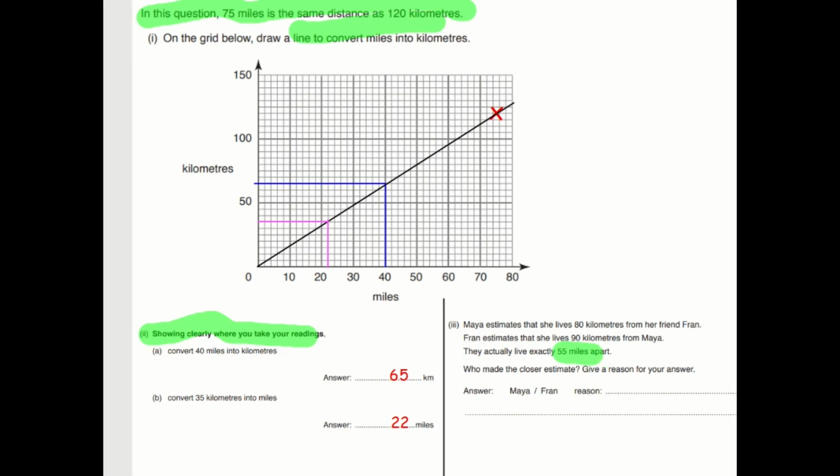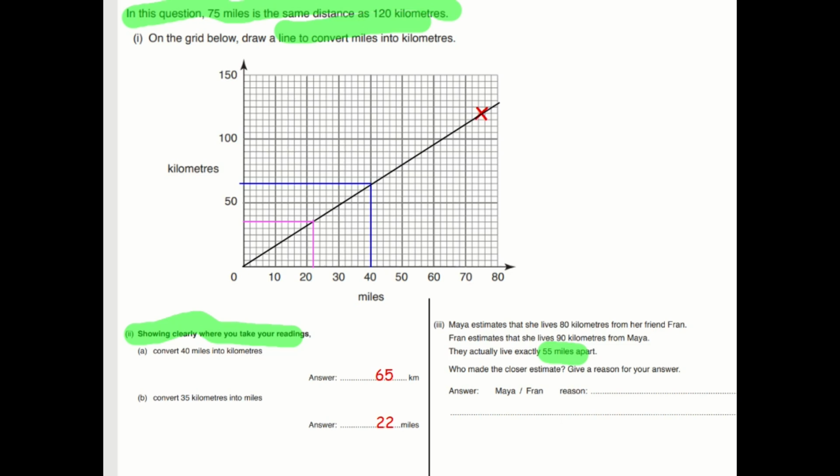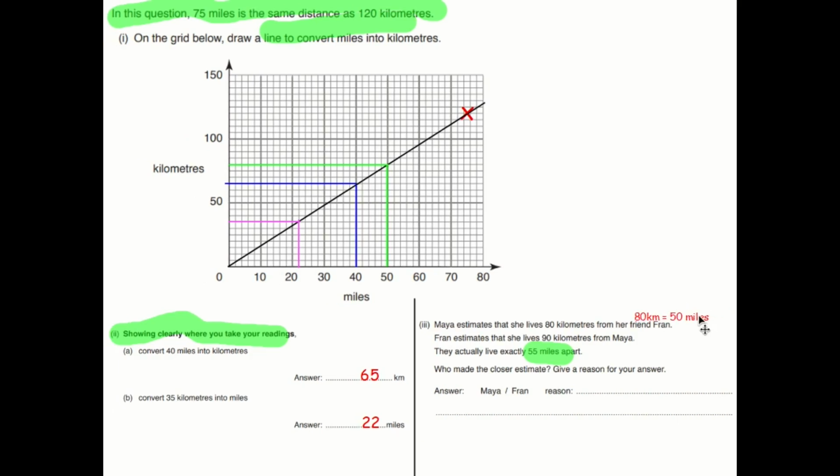So you're going to use your graph again, go across at 80 kilometres, because that's what Maya's estimated. So 80 kilometres is here, and you go down here and you find that it is 50 miles. Make a little note of it. So 80 kilometres is 50 miles.